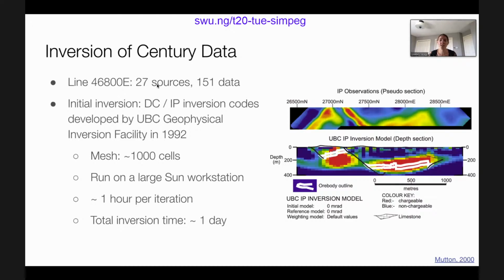There are 27 sources on this line and 151 data in total. These data were originally inverted with the DC IP inversion codes developed by UBC GIF in 1992. The mesh that was used to run this 2D inversion had about 1,000 cells, and at the time, it was run on a large Sun workstation. It took about an hour per iteration. So in order to obtain this image, that was about a day's worth of computation. And so we're going to see what we can do 20 years later and in Python.